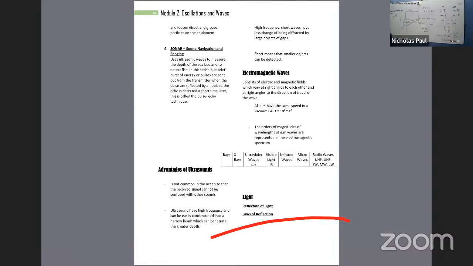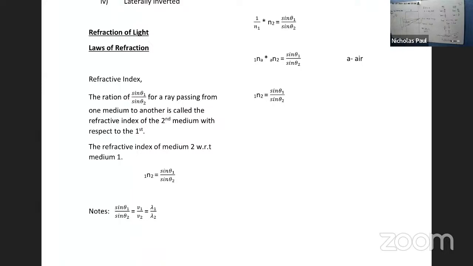What do 1 and 2 mean? Like of what? What does 1 to 1 mean? The refractive index of what? Of medium 2 with respect to medium 1. So what's this here? I don't know. Keep looking.